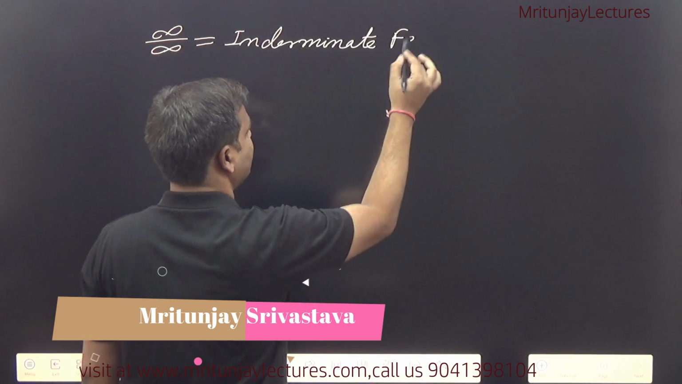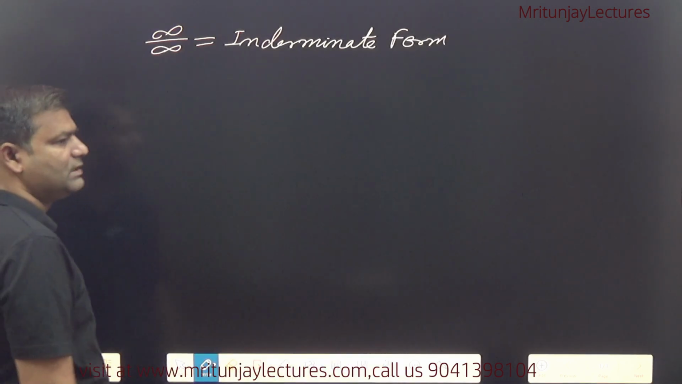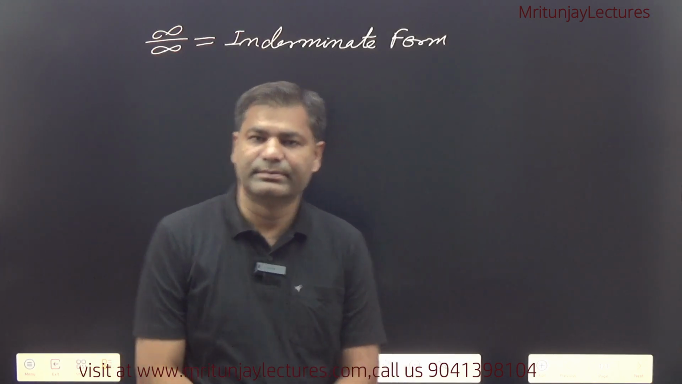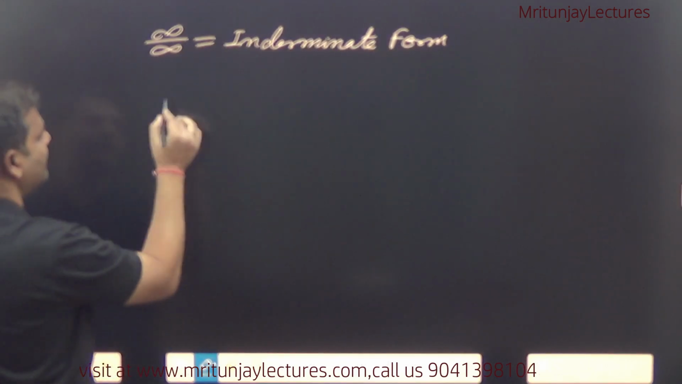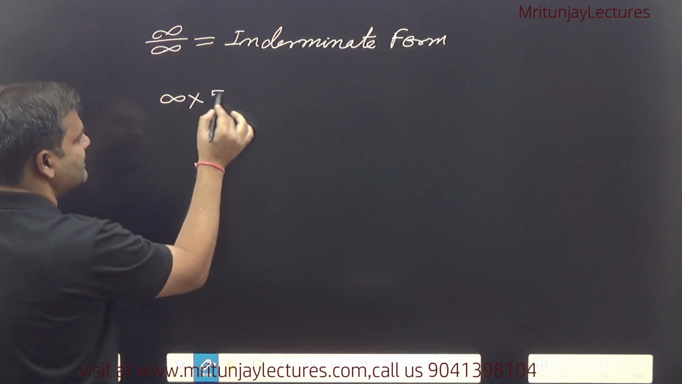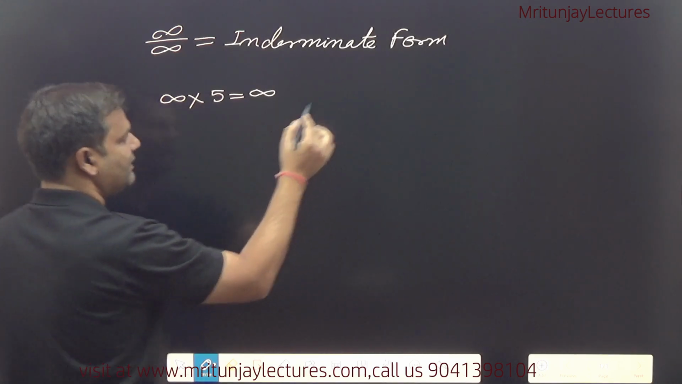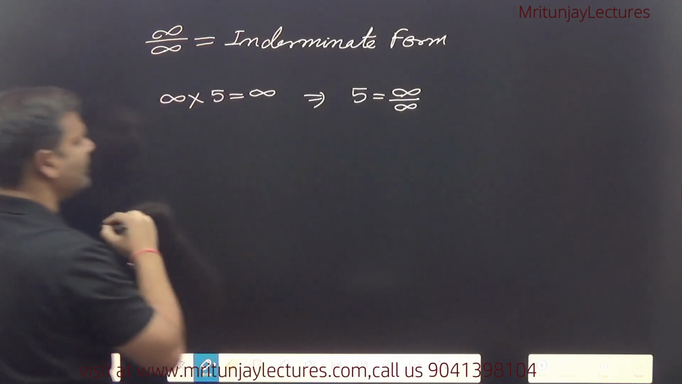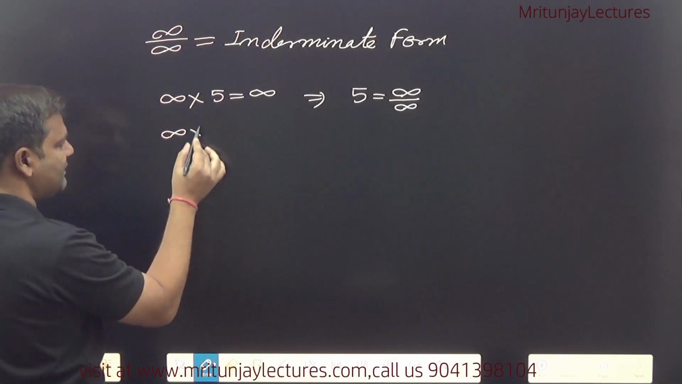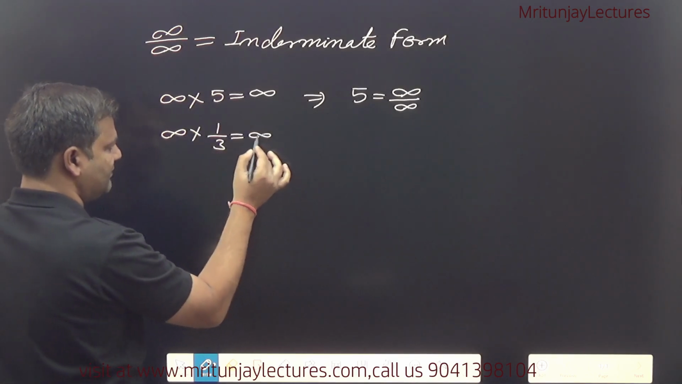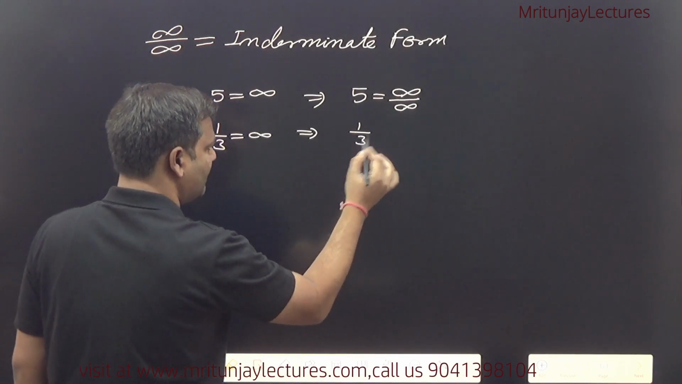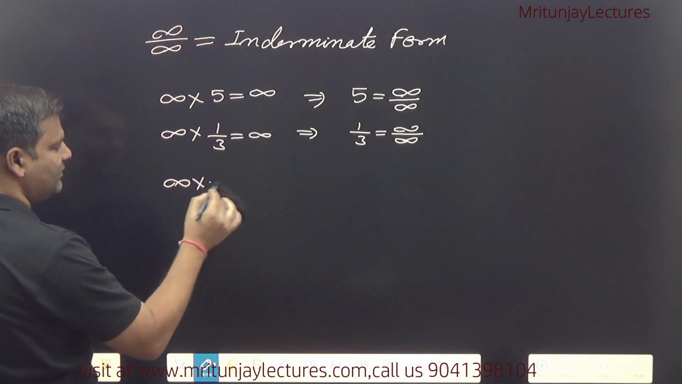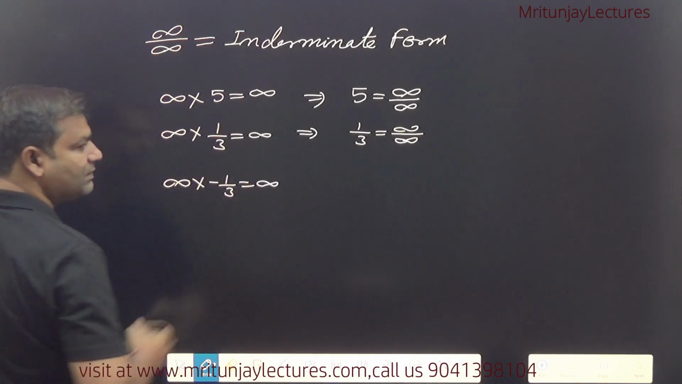Determinate form. First of all, why do we say infinity by infinity is an indeterminate form? Look here. I know that infinity into 5, that is how much? Infinity. So someone says 5 times infinity is equal to infinity by infinity. Now another one: someone says infinity into 1 by 3 is equal to infinity, means 1 by 3 is equal to infinity by infinity. Now someone says infinity into minus 1 by 3 is equal to infinity.